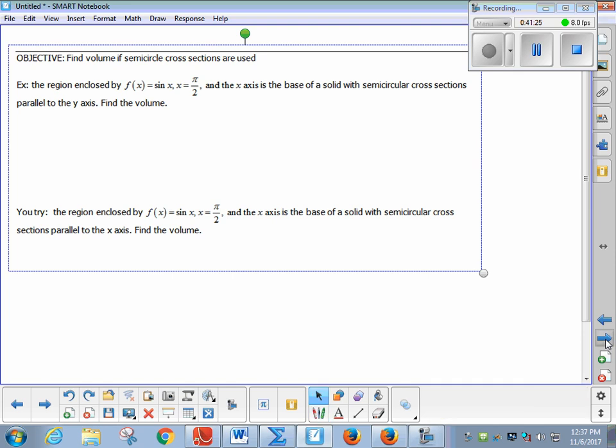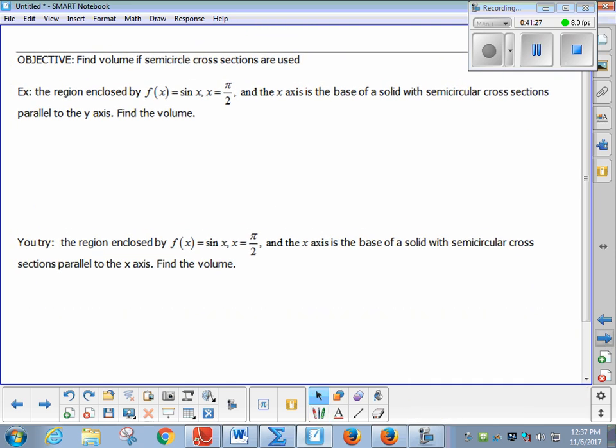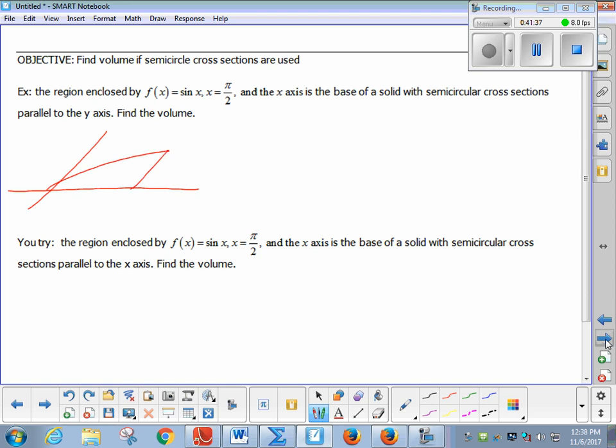Okay, so say we look at semicircles. You have sine of x up to x squared. Okay? Here's the sine curve up to its max at pi over 2, and the x-axis. In this example, we're taking cross-sections parallel to the y-axis, so identify where you would put your stripes or your slices.